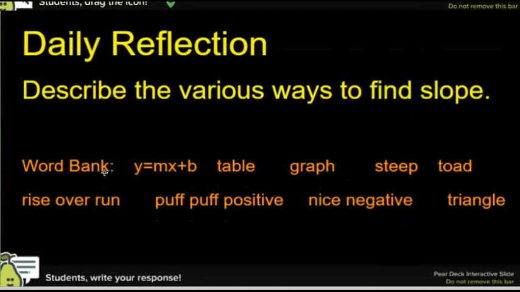Fill out your daily reflection on the last slide. Describe the various ways to find slope. When you're typing in your summary, be sure to include this stuff from the word bank: y equals mx plus b, table, graph, steep, toad, rise over run, puff puff positive, nice negative, triangles. You don't have to use all these words, just some of them.